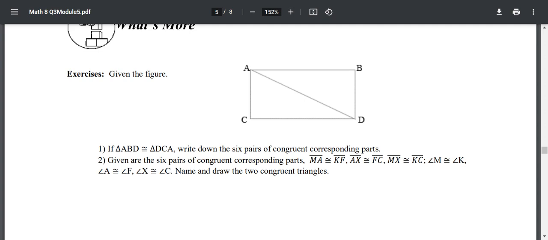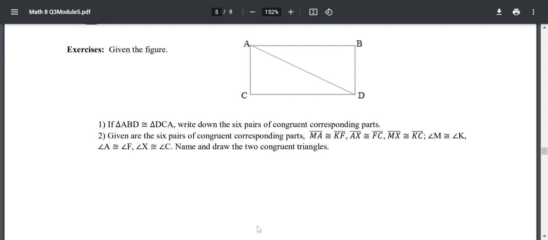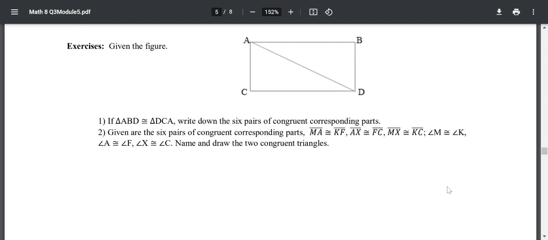Then, number 2, given are the 6 pairs of congruent corresponding parts. MA is congruent to KF, AX is congruent to FC, MX is congruent to KC, and angle M is congruent to angle K, angle A is congruent to angle F, angle X is congruent to angle C. Name and draw the two congruent triangles. We can draw the triangle by using these corresponding sides. Then in naming, we can use the given angles.